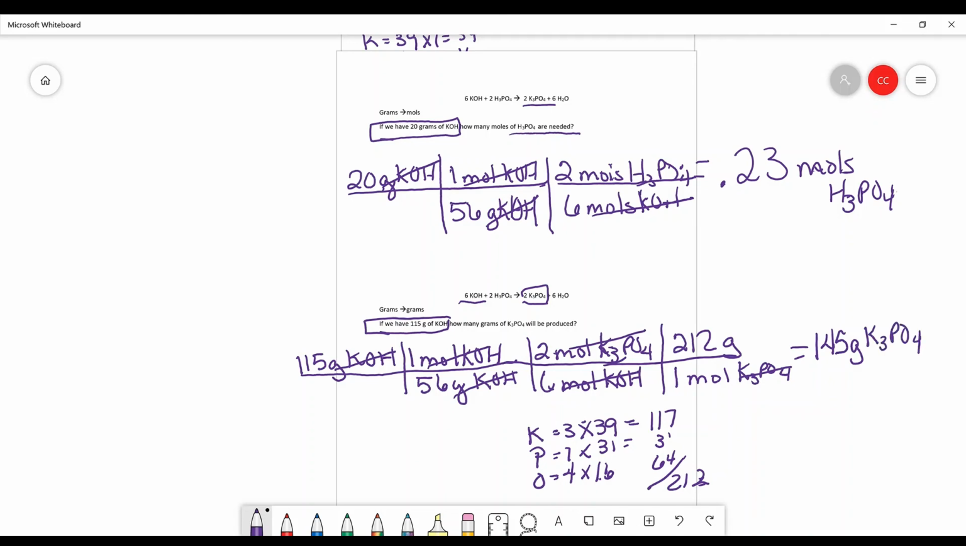So again, when you do this math, make sure that you multiply across, divide down. Multiply across the top, divide down. Multiply across the top, divide down.